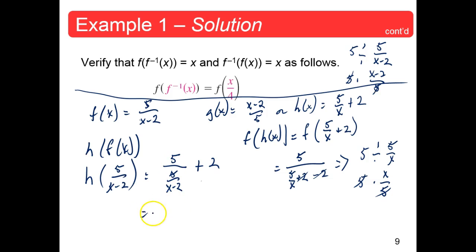So this thing is x minus 2 plus 2, that's equal to x. So sure enough, both h of f of x is x, and f of h of x is x. Therefore, f and h are inverses of each other, not g. I'm sorry, I said it wrong. G was a reciprocal. That's not the same. Okay, good deal.